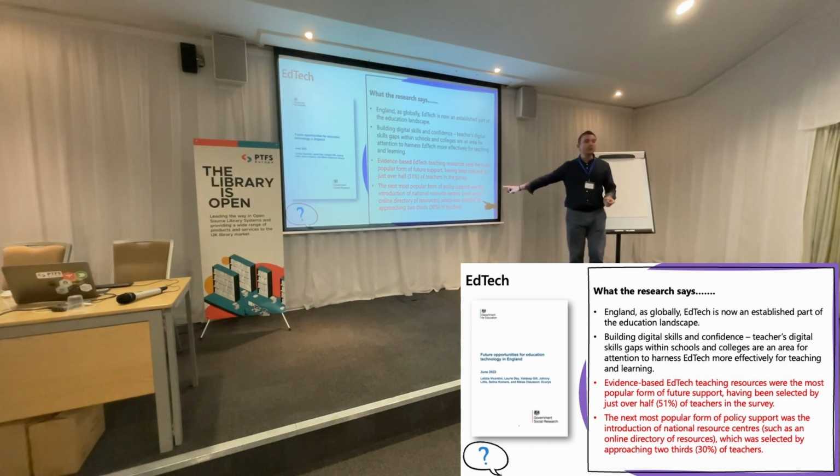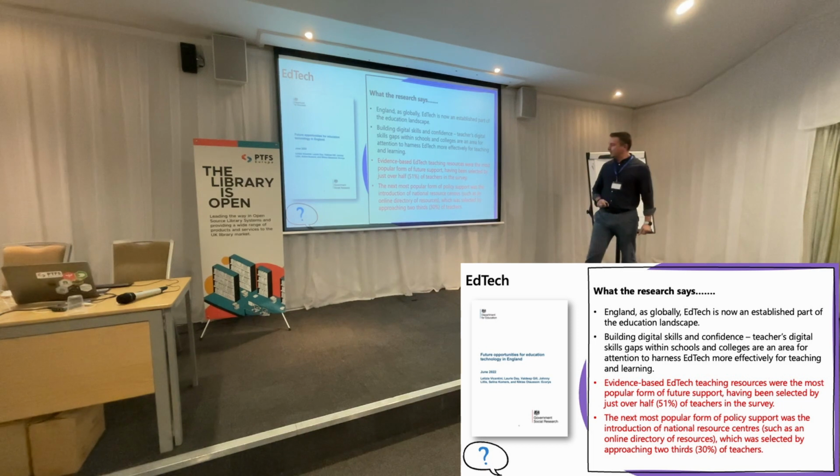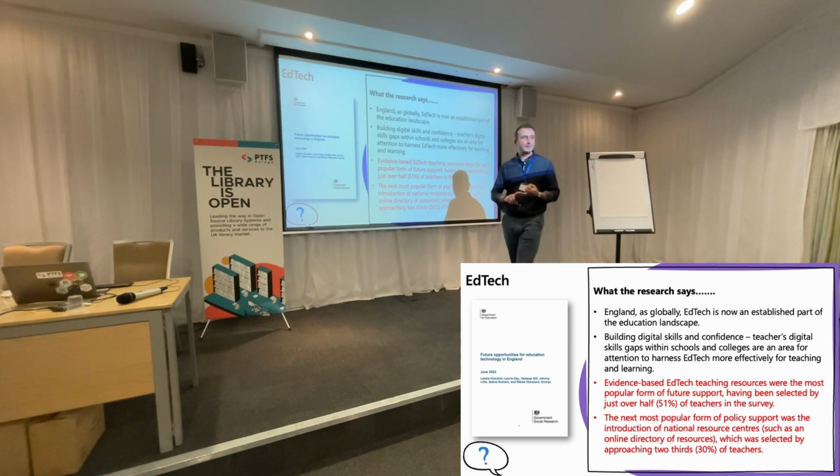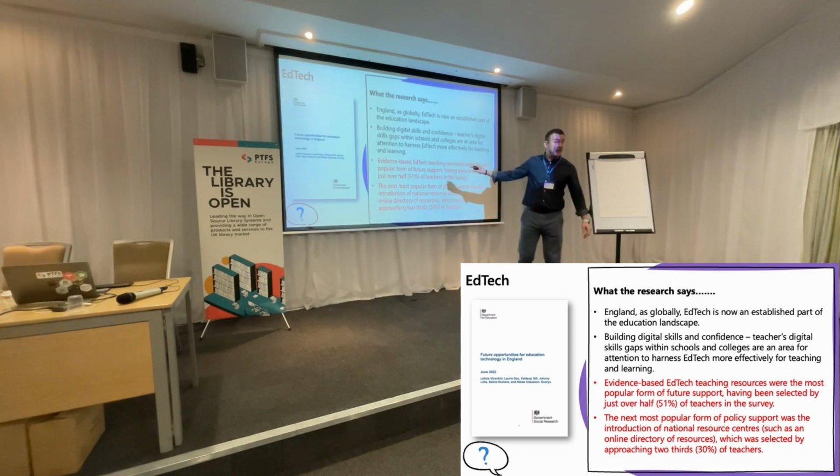Favourite number two is the next most popular form of policy support, which was the introduction of national resource centres, such as an online directory of resources. Ran out of breath. Which was selected by approaching 2/3 of teachers. So again, we've got an online directory of resources. Hang on a second, is that what Koha is? Is that what we've been trying to do with the JISC books and everything like that? Hey, it's clever that, and I didn't write that, but there'd be two favourite points in it. But it's a wonderful white paper.